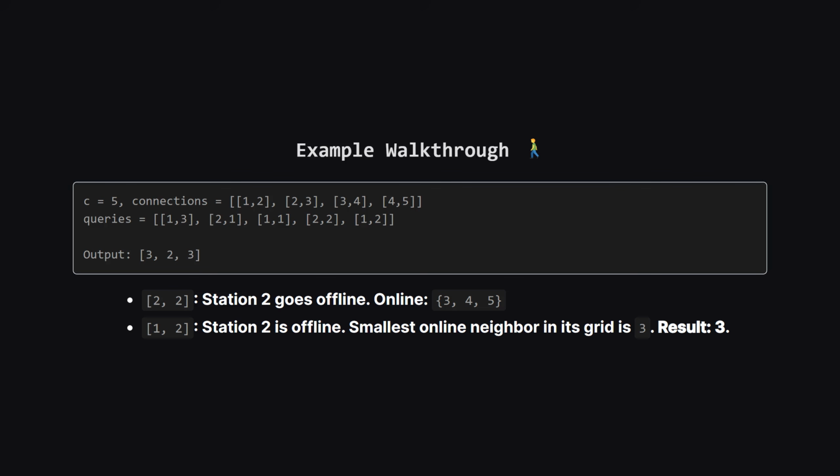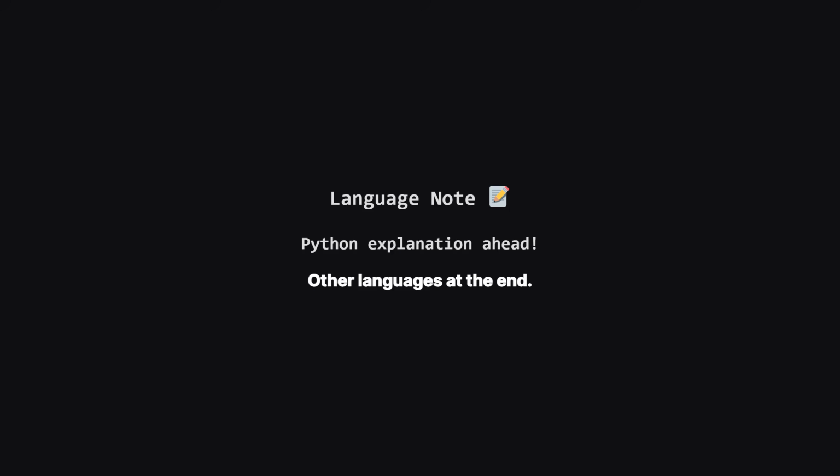Then, Station 2 also goes offline. Our list of active stations is shrinking. It's now just 3, 4, and 5. The final query is a check on Station 2. It's offline, so we again look for the smallest active station in its grid. Right now that's Station 3, so our last result is 3. This gives us our final output array: 3, 2, 3.